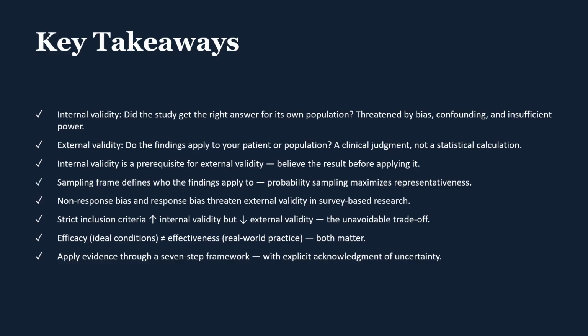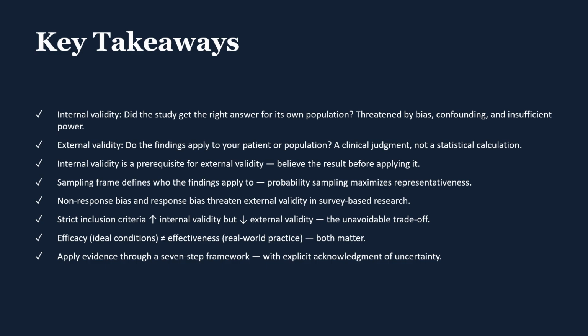Summary. Internal validity asks whether this study got the right answer for its own population. It's threatened by bias, confounding, and insufficient power. External validity asks whether the findings apply to your patient or population. It's a clinical judgment driven by the similarity between the study population and yours. Internal validity is the prerequisite. A study that got the wrong answer for its own population can't help yours.